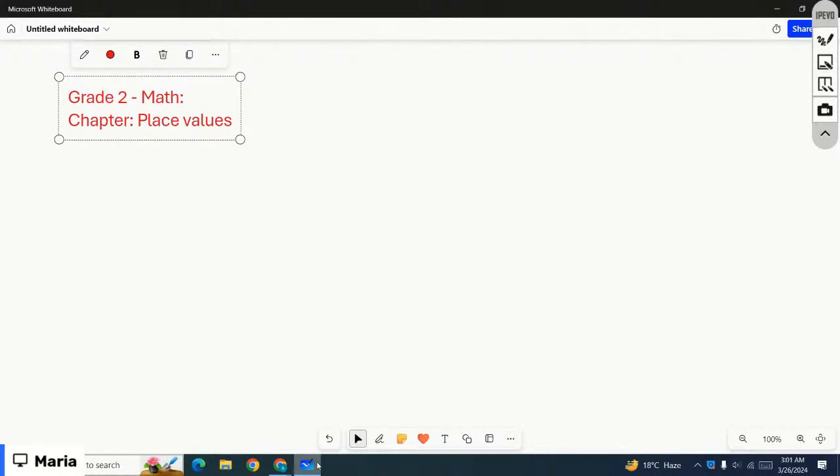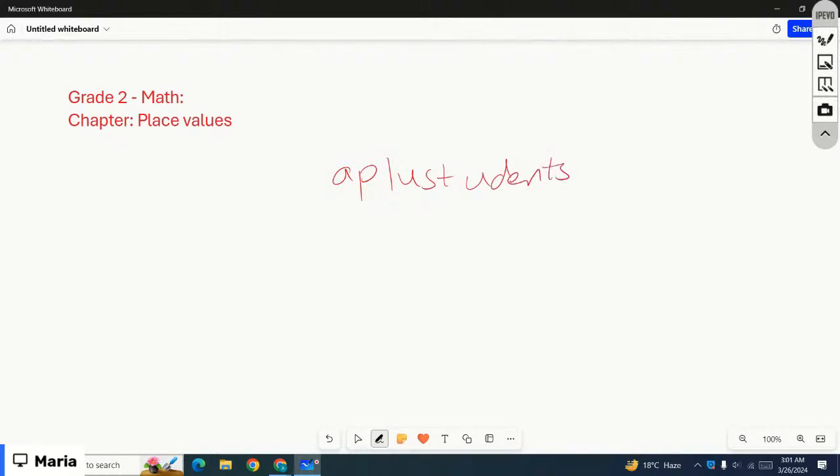We are here for grade 2 math. You can find all the lessons on aplusstudents.com. You have to log in there using your email address and the password provided by the administrator. Then select math from the subject tab, scroll down to grade 2 and click on view all lessons. There you can find a list of the chapters.